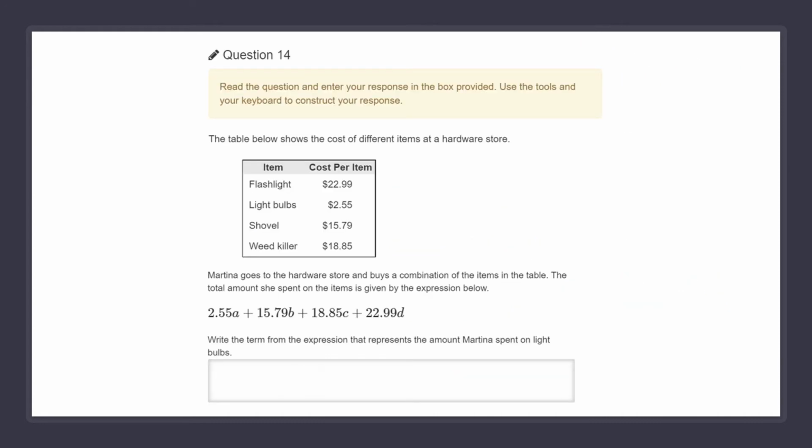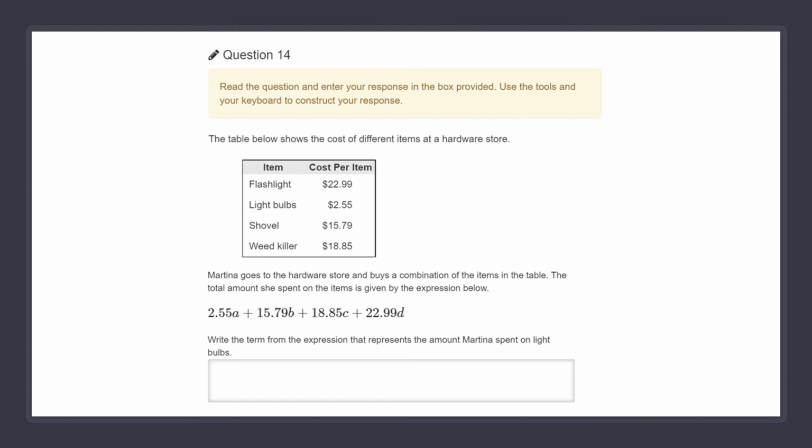Okay, so we've got a couple questions where we're going to be interpreting parts of our expression. So we've got a table that shows 4 different items and their cost from a hardware store. And then we're told that Martina goes to the hardware store and buys a combination of the items in the table. The total amount that she spent on the items is given by the expression 2.55a plus 15.79b plus 18.85c plus 22.99d. Write the term from the expression that represents the amount Martina spent on light bulbs.